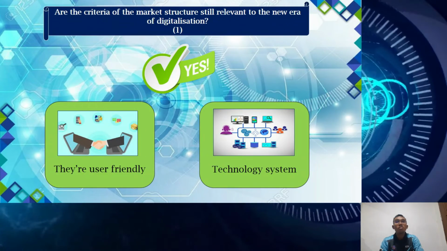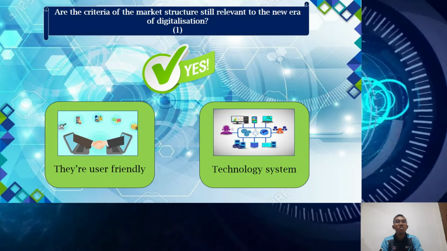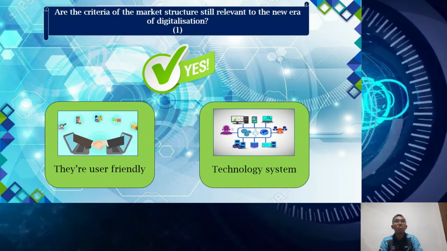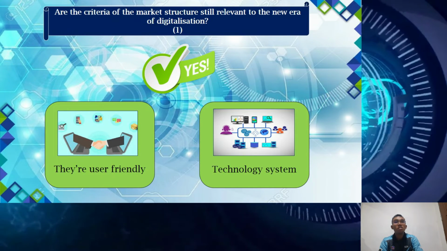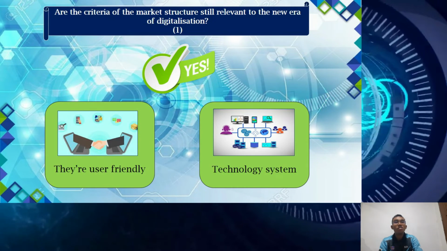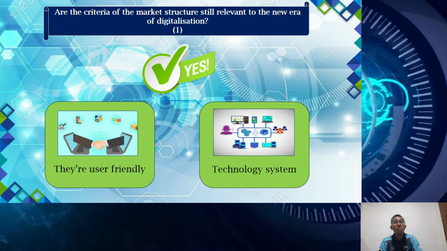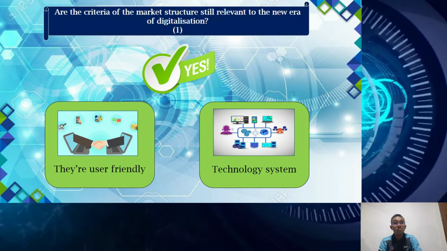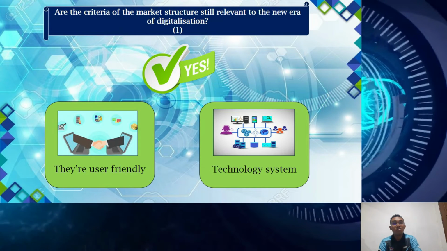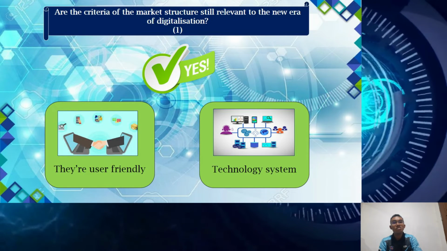Now we go to the question: are the criteria of the market structure still relevant to the new era of digitalization? For me, yes, they are still relevant because technology can cause increased competitiveness between companies. So the firm still has freedom to enter or exit the market. As far as we know, the available technology is very up to date all the time. Therefore, I think it is very relevant for the present.